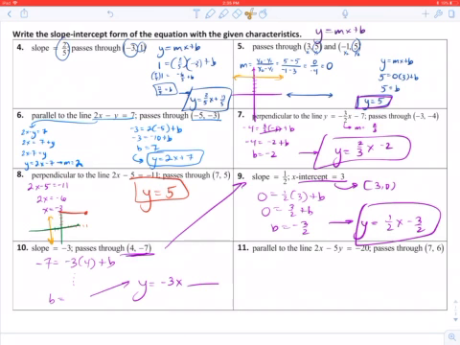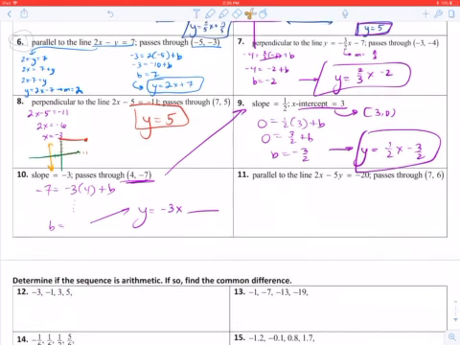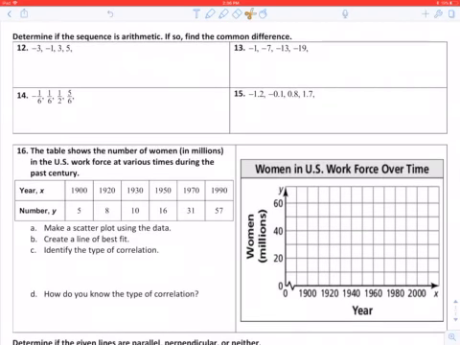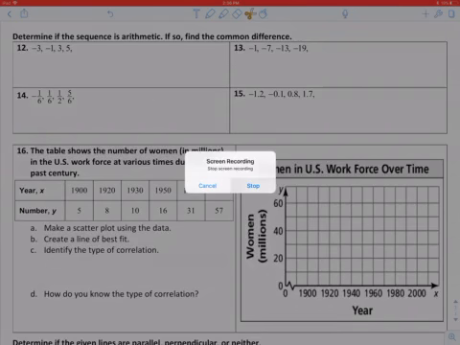Number 11 is just like number 6. We need to get y by itself and then plug in the point. Remember, parallel, it will be the same slope. Let's check out 12, 13, 14, 15 next.